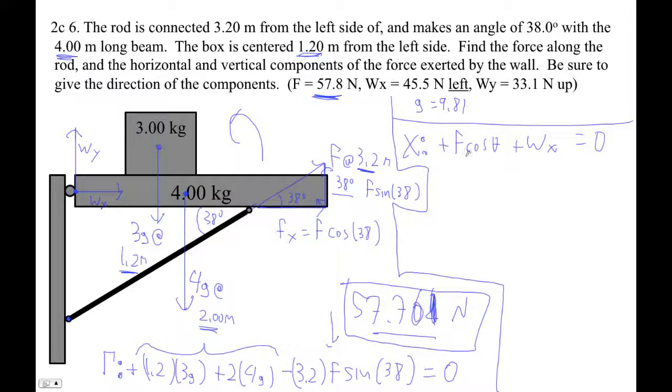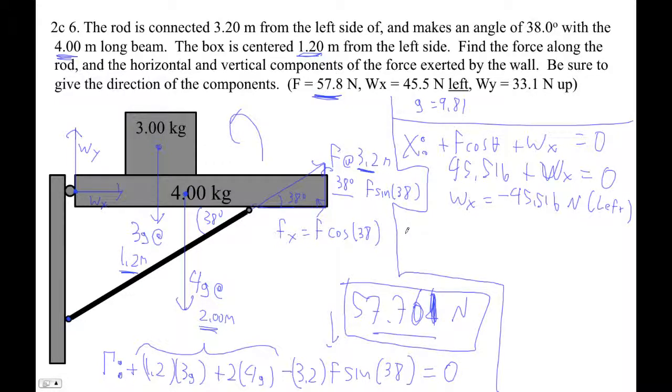Okay, so take that and multiply by the cos of 38. I get that it's 45.516 plus whatever the wall is exerting in the x direction equals 0. Well, clearly the force in the x direction has to be negative 45.516 newtons, which means it's to the left. Your other clue is that this rod would be pushing up into the right, so the wall to counteract that would have to pull to the left, okay?